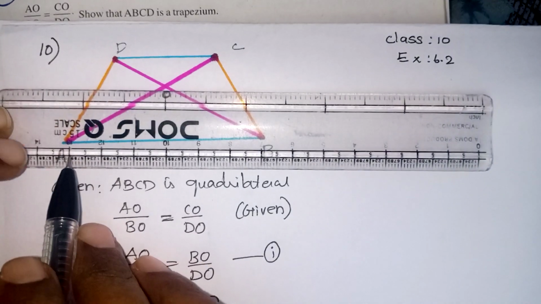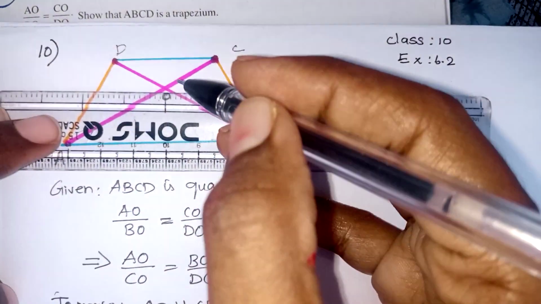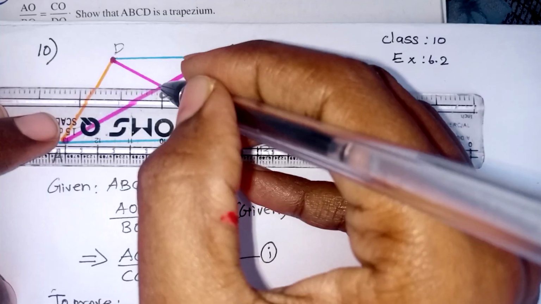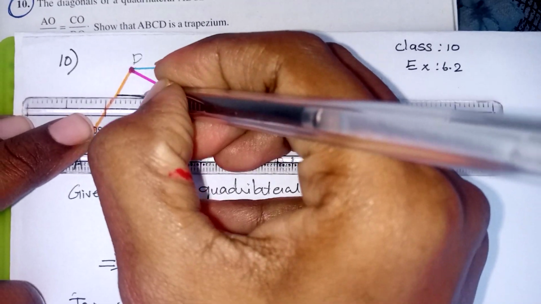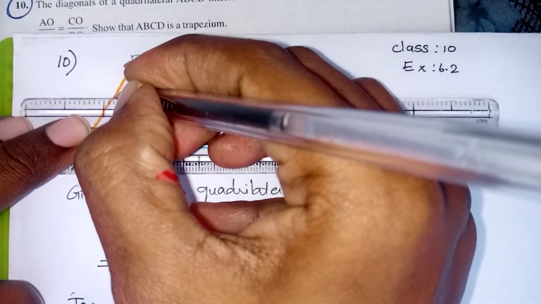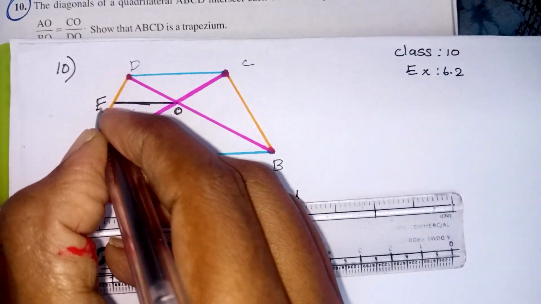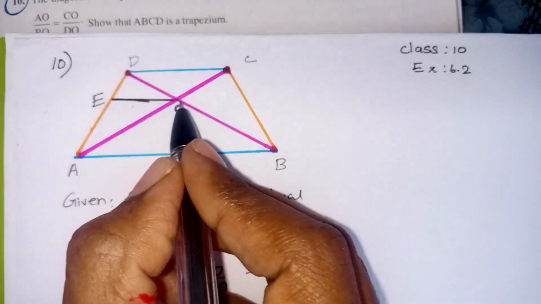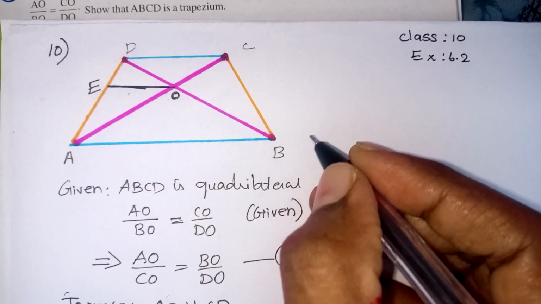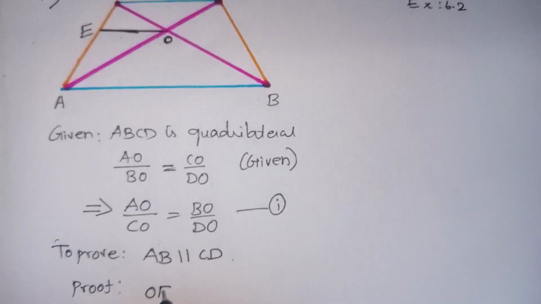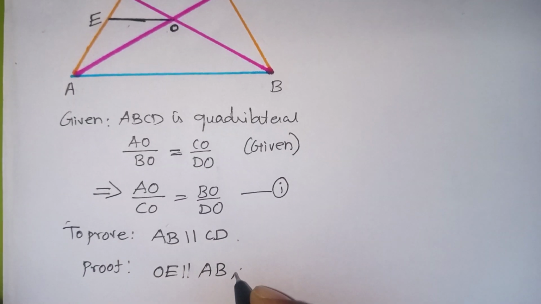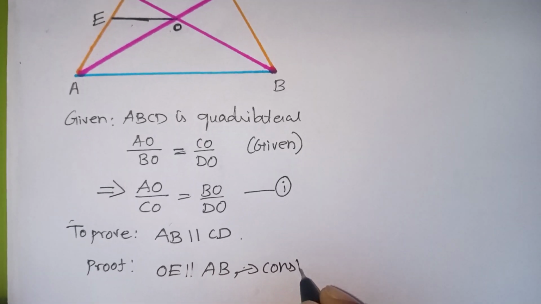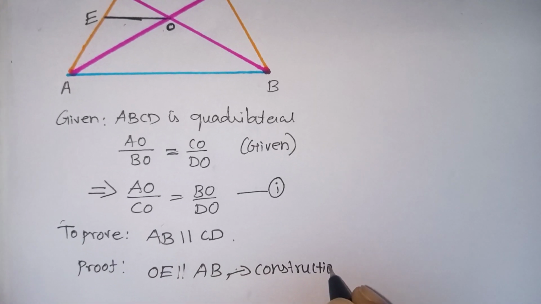The construction is very simple. For this line AB, we are going to draw one more line parallel to AB from O. I am just drawing here. This line we are going to consider as OE. So the construction is OE parallel to AB. This is your construction. After the construction we are going to start the proof.